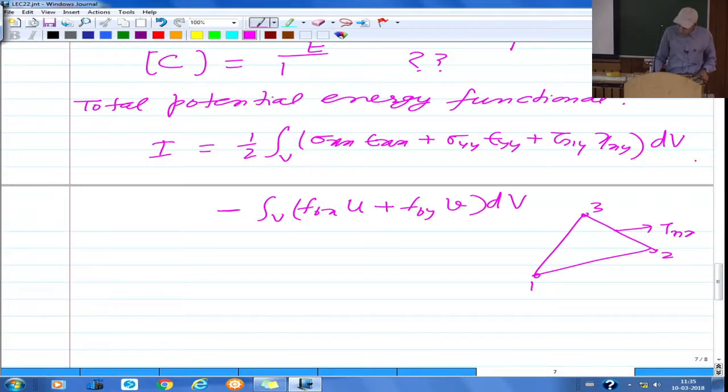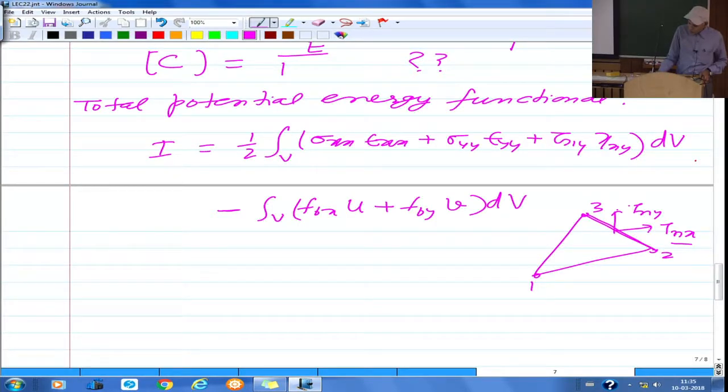So let us say Tnx and Tny. These are the force per unit area of this boundary. Essentially area means this length into thickness, because when you have a number of elements, one element is going to exert force onto the other element, and that force we are representing in terms of force per unit area along x and y direction.